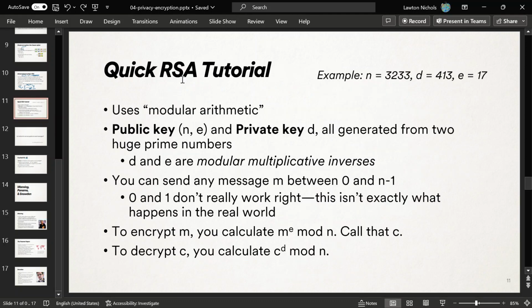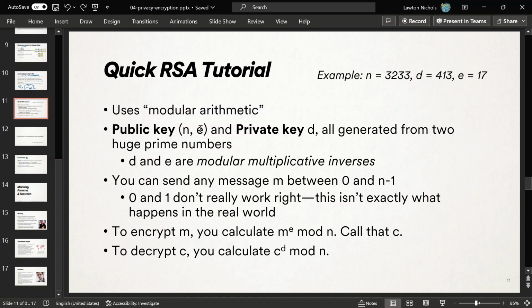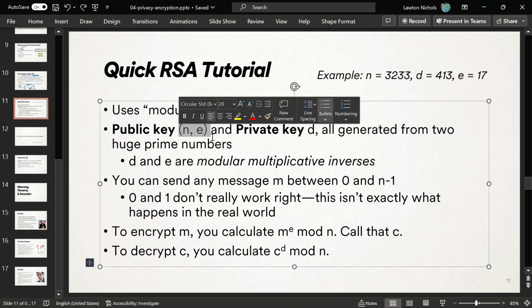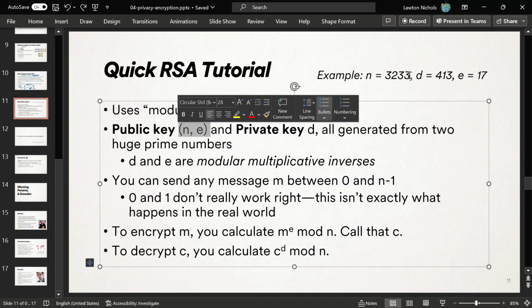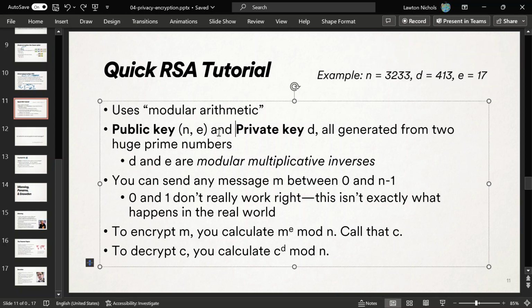But here's a simple example with much smaller numbers than are used in the wild. RSA is about modular arithmetic, so it's about remainders again. That's why I had to teach you that also. So there's a public key, and that's a set of two numbers. A public key, if somebody wants to send you a message, is also just a number, because you can encode it in binary. A public key is two numbers. We'll call those N and E. Let's pretend that this is our N and this is our E. E is prime. And then there's a private key, D.